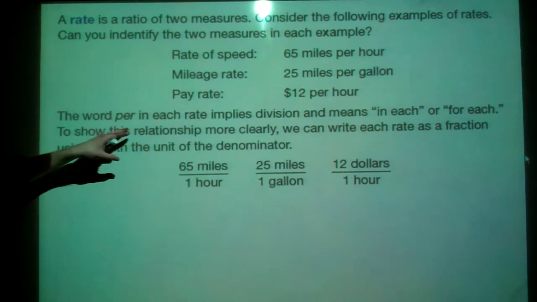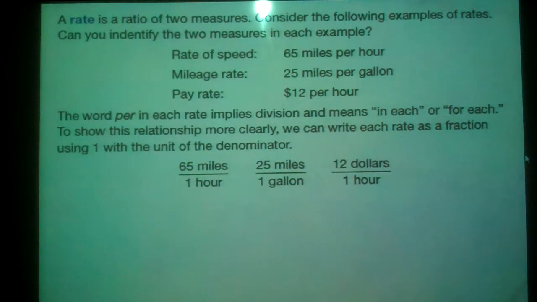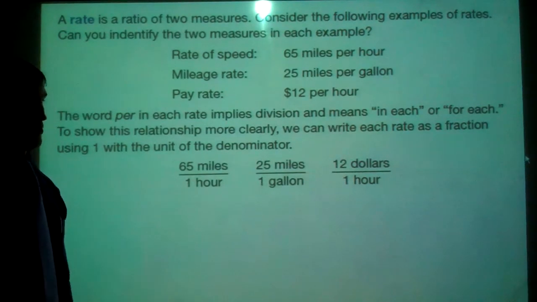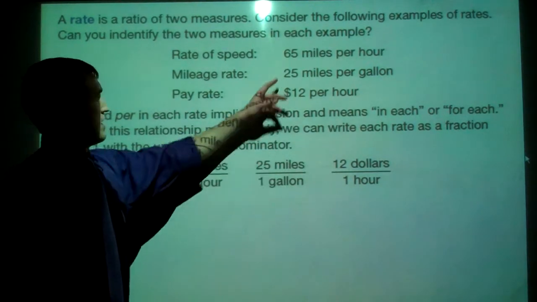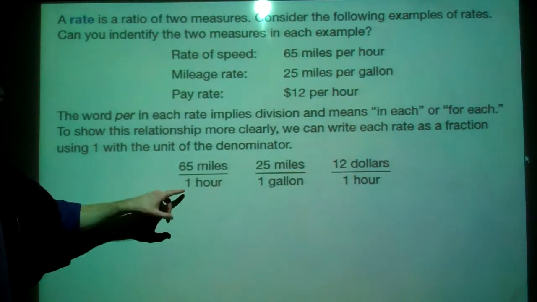The word per in each rate implies division and means in each or for each. To show this relationship more clearly, we can write each rate as a fraction using 1 with the unit in the denominator. I've done this before, so you've seen it before, but now we're actually going to apply it ourselves, unless you've already been copying the things that I've been doing. All they do is take these three things and rewrite them as fractions. 65 miles per hour. That means you're going to go 65 miles in 1 hour.